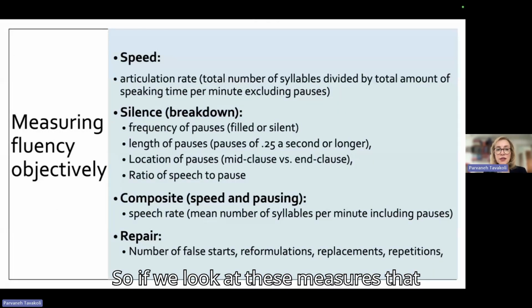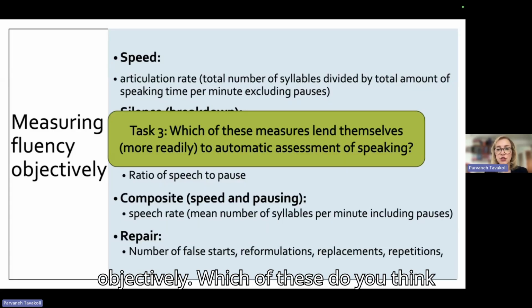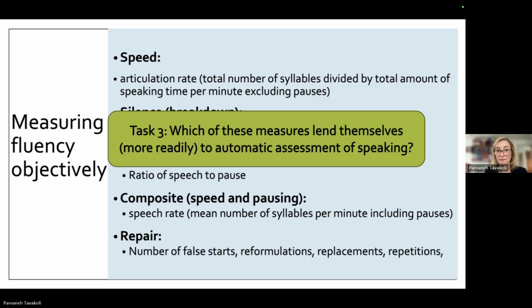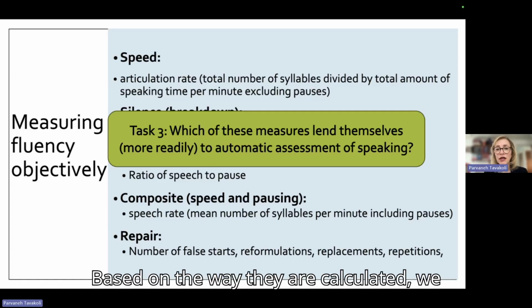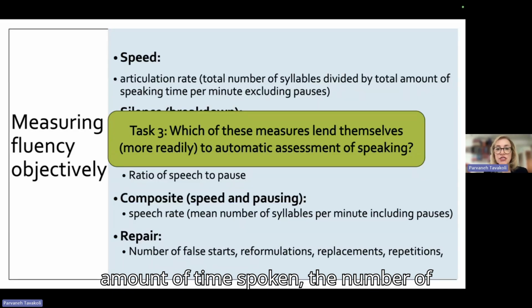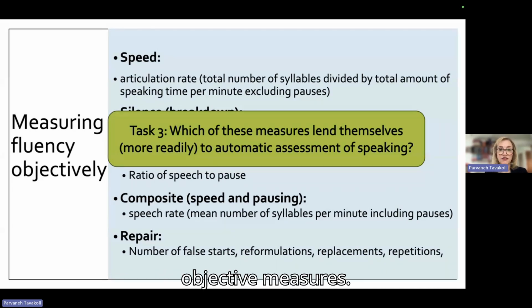If we look at these measures that I mentioned, they can be measured objectively. Which of these do you think lend themselves more readily to automatic assessment of speaking? Speed, silence, composite, or repair? Based on the way they are calculated, we can see that speed, silence, and composite measures lend themselves readily to automated assessment. You identify the amount of time spoken, the number of syllables produced, the pauses made, and then you can come up with some objective measures.